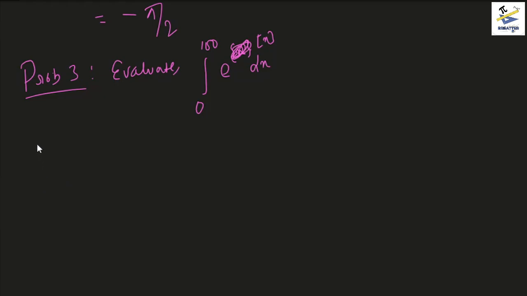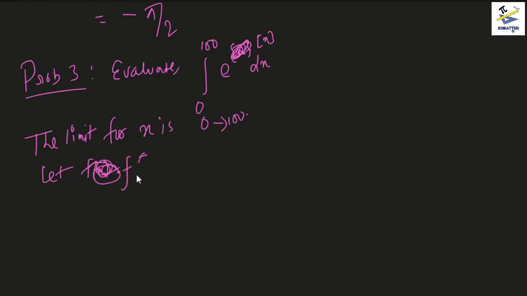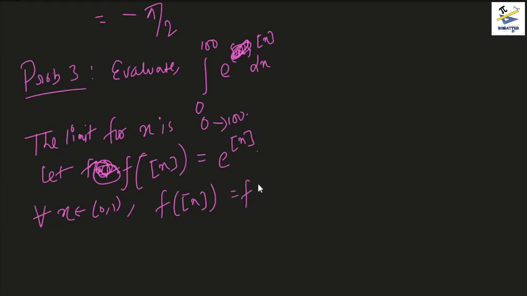so we understand that the limit for x is 0 to 100, right? And since we have something of the kind of the box function, we understand that let f of x equal to, let's say, f of box x rather, which seems like a better choice here. Let this be a function which is equal to e to the power box x, right? And we understand that for all x belongs to 0 to 1, f of box x is basically equal to f of 0.